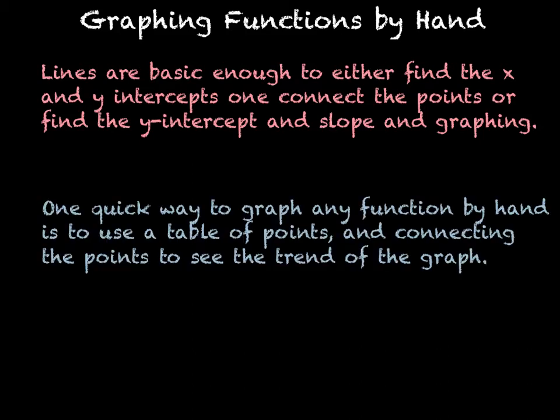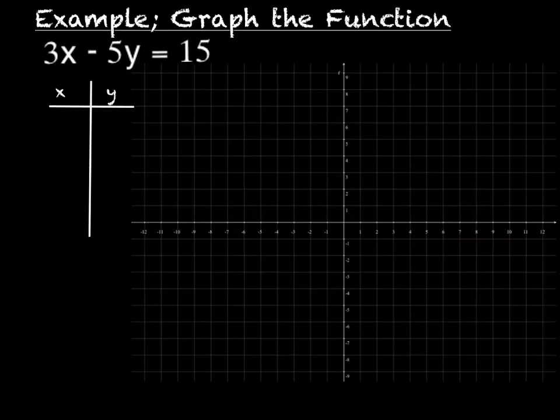One quick way to graph any function by hand, if you don't quite understand what it looks like yet, is to use a table of points and then connect the points to see the trend of the graph. These are going to be some examples of graphing functions by hand, and we're going to be using tables.